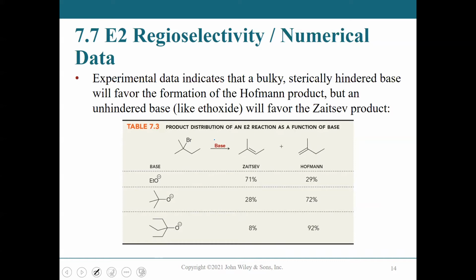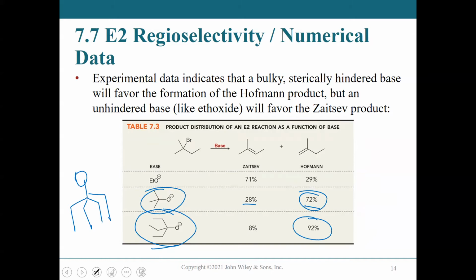React with different bases. That's tert-butoxide. You see, tert-butoxide gives you more Hofmann elimination, 72% versus 28%. What happens if I make the base even bigger? I don't know the name for that, but it looks like a virus, right? The bio people can definitely associate it with the structure of a virus when you draw viruses in bio. So the base, which is very bulky, you see, gives you an even higher Hofmann.